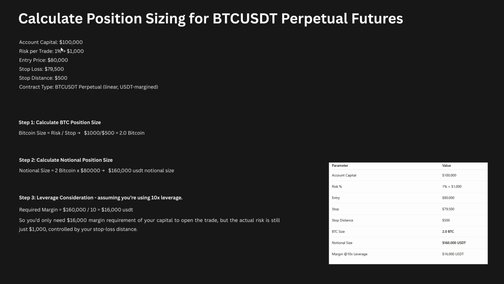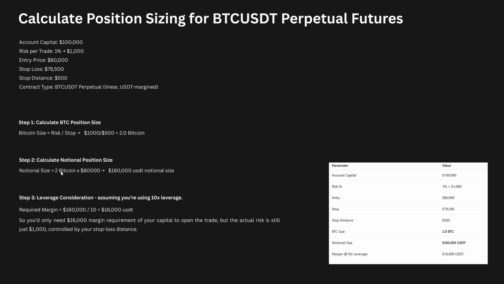The contract type is BTC USD perpetual. So now we need to calculate the actual Bitcoin position size required. The entry price is $80,000. I'm risking 1%. My stop loss is at 79,500. The stop distance is 500. Bitcoin size equals risk divided by stop. We're risking $1,000 divided by the stop distance, which is 500, therefore the required exposure needed is 2 Bitcoins.